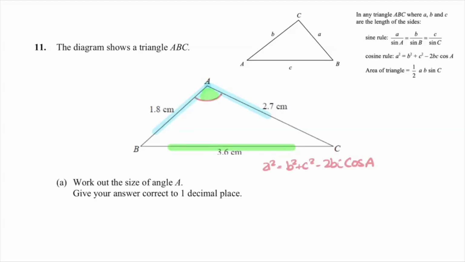Now, your a squared and your cos A are opposite each other in the triangle. We've got that color coding it, so hopefully it's really easy and clear to see what numbers are going to go where. So we've got 3.6 squared. b and c are these two edges, in either order, it does not matter. So we're going to substitute the rest of it in. And then we're going to use our calculator to start tidying this up and getting some results.